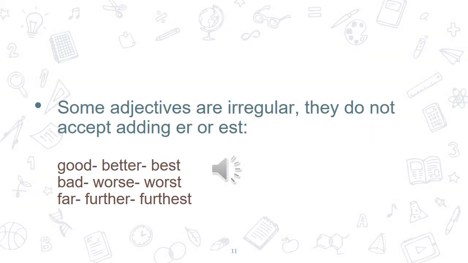Some adjectives are irregular, which means they do not accept the same rule of ER and EST and more and most. So we treat them specially, and we memorize the way they are formed in the comparative and superlative. For example, good, better, best, bad, worse, worst, and so on. These adjectives we need to memorize because they do not follow the rule of ER and EST and more and most.